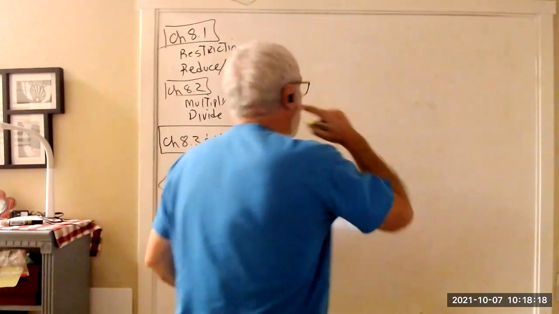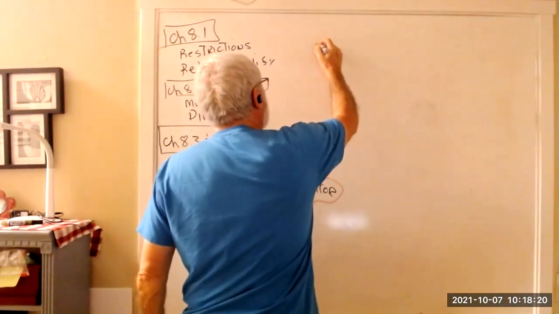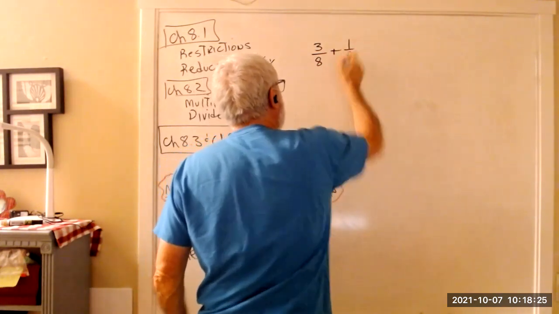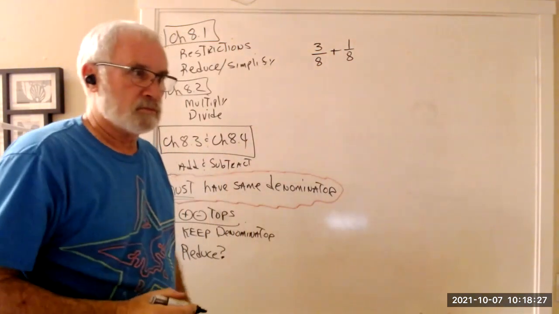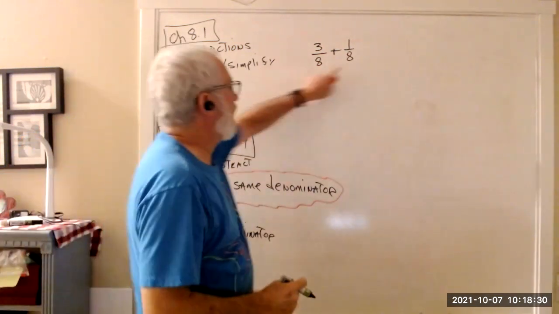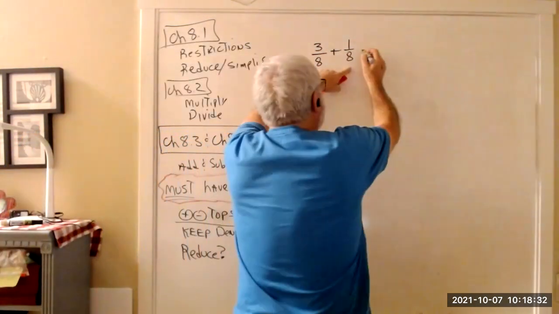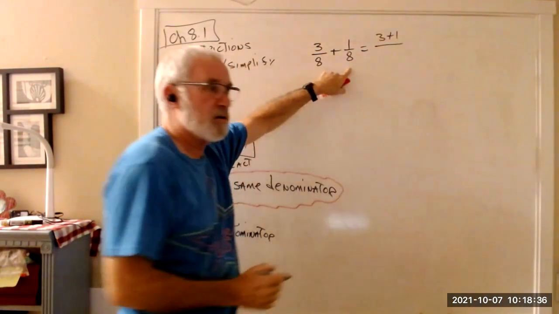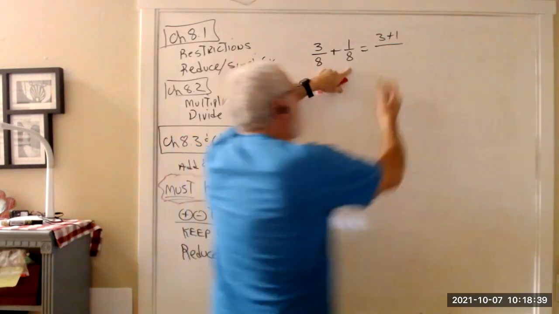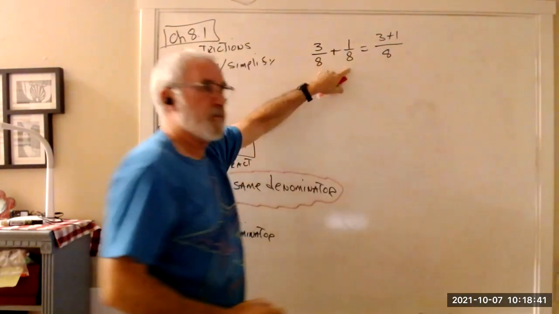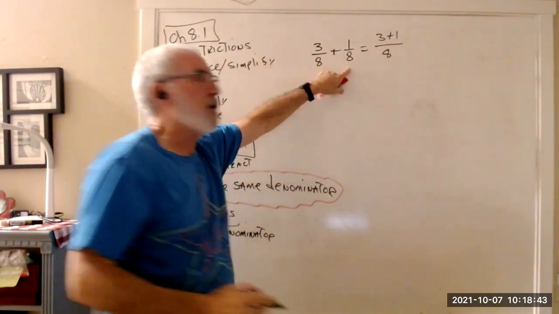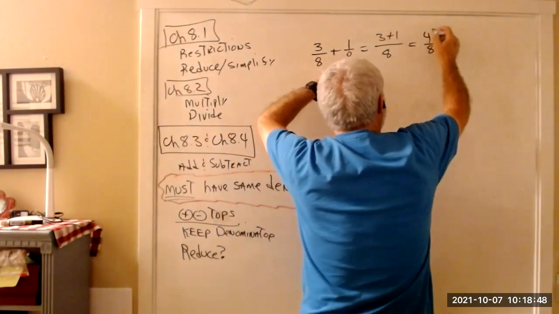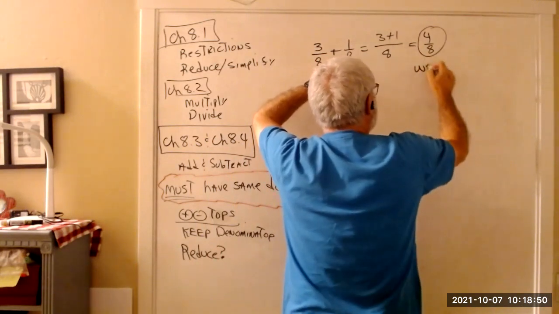A simple example from arithmetic. Suppose you have 3/8 plus 1/8. From arithmetic, they have the same denominator. So mathematically, we say 3 plus 1, add the tops, keep the bottom. Okay, well, 3 plus 1 is 4/8. And that's the right answer, but it's the wrong answer.